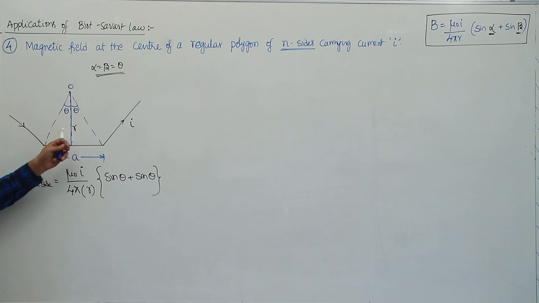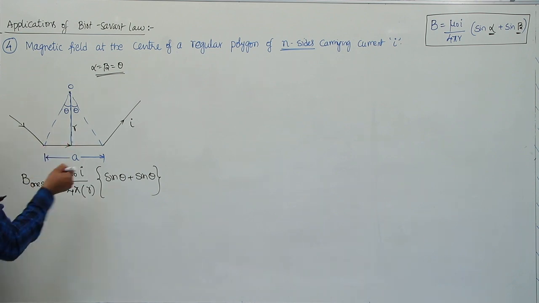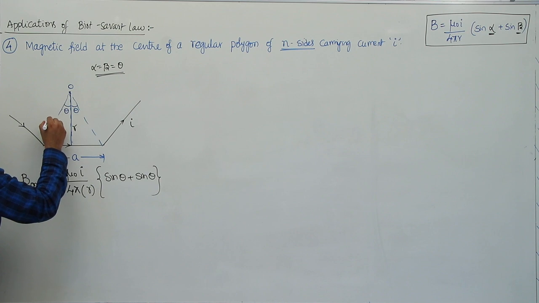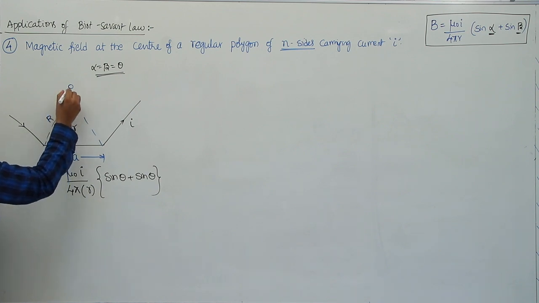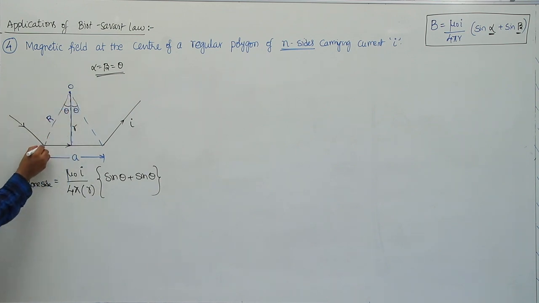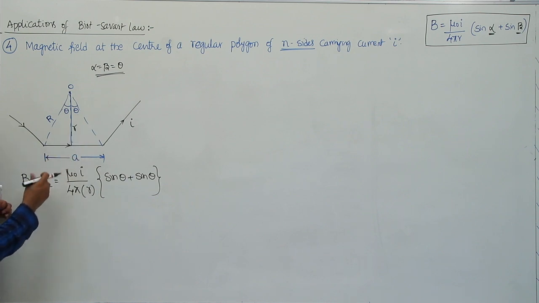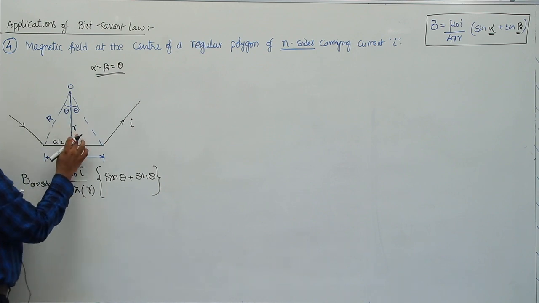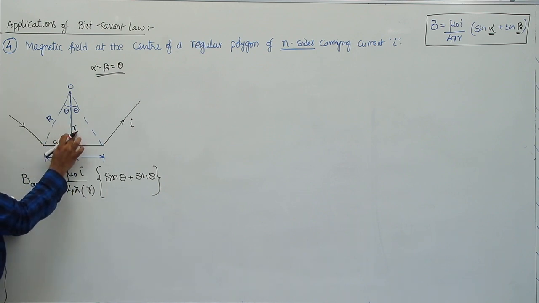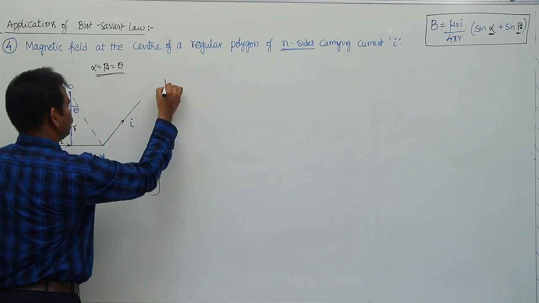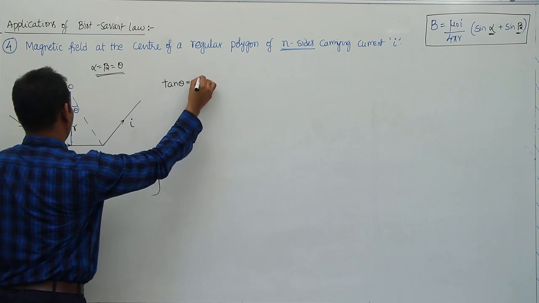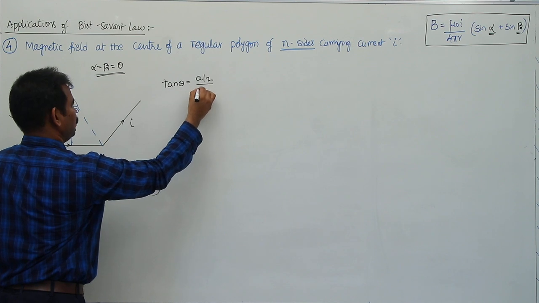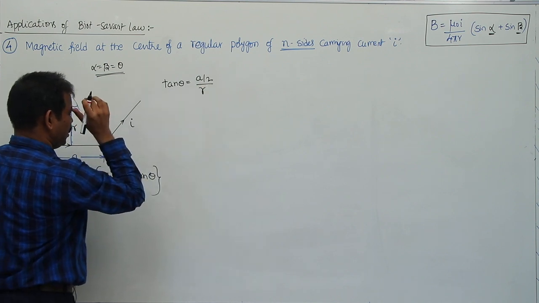Now how to find this R value? In this we can write, if it is A, if it is R, you can write this as capital R. The distance from the centroid to one of the vertices of this polygon, I am taking it as R. Now I want this R in terms of A. So we know that this side is A, this will become A by 2. So this is the opposite side, this is the adjacent side. I can write tan theta is equal to opposite side A by 2 by adjacent side R.